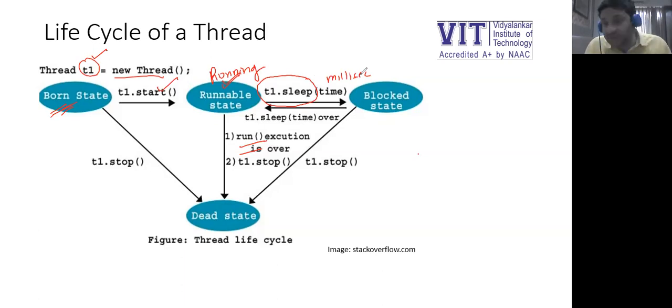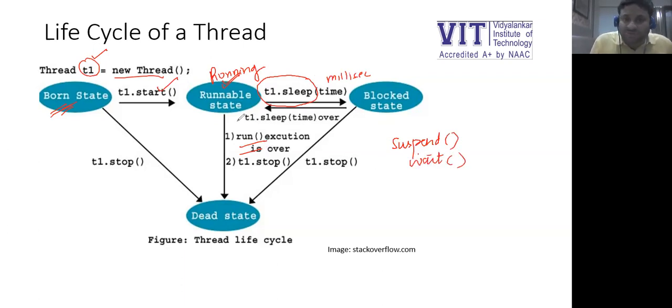A processor has a ready queue that contains all the processes or threads that are waiting for processor allocation. So once a thread is in runnable state, it will get processor allocation and it will run. We can block a thread using the sleep method, or using the suspend method, or using the wait method.